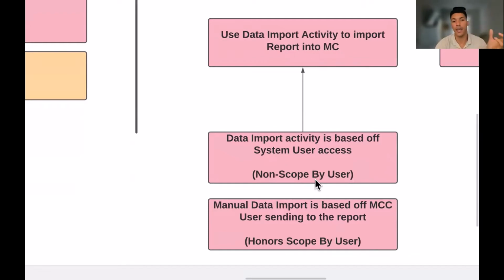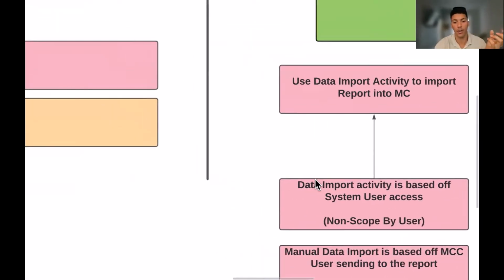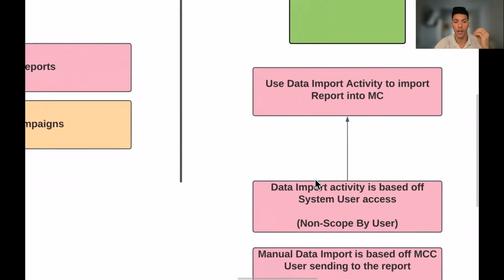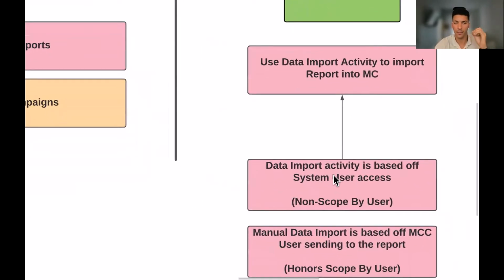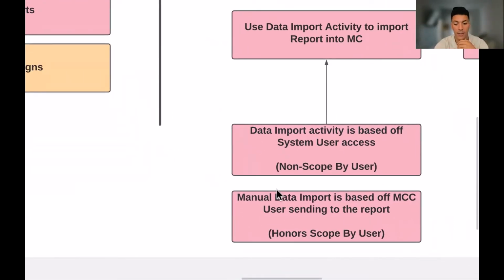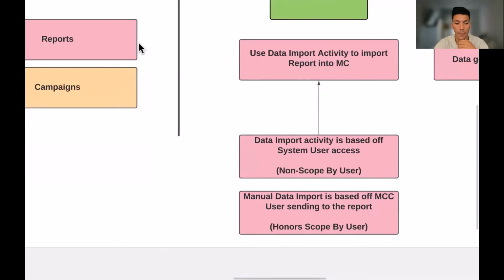So if you're automating an import from your Salesforce report through Automation Studio, and you're pulling that data into Marketing Cloud straight from your Salesforce report, that data is going to be pulled in based off of the Salesforce system user's access, which is pretty much admin access. The next way is you can manually import the data of your Salesforce reports into Marketing Cloud data extensions. With that being said, scope by user is honored if you have that turned on, which we'll talk about in a second.